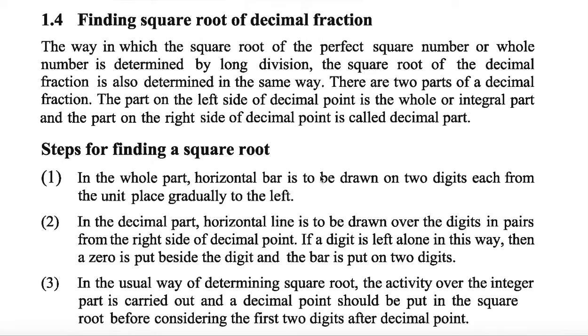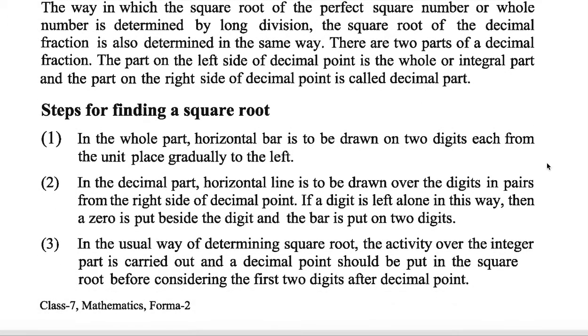In last class we have seen the method of finding square root using long division method or prime factorization method in case of integers. Let's see for the decimal fractions as well. There are two parts here. The part on the left side of decimal point is the whole or integral part, and the part on the right side of decimal point is called decimal part.